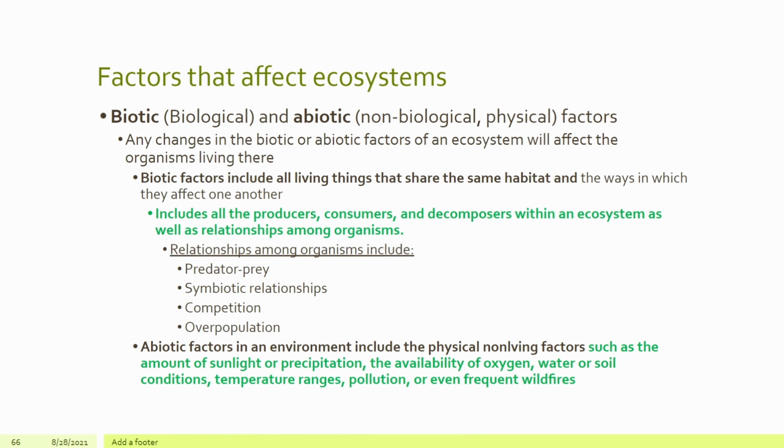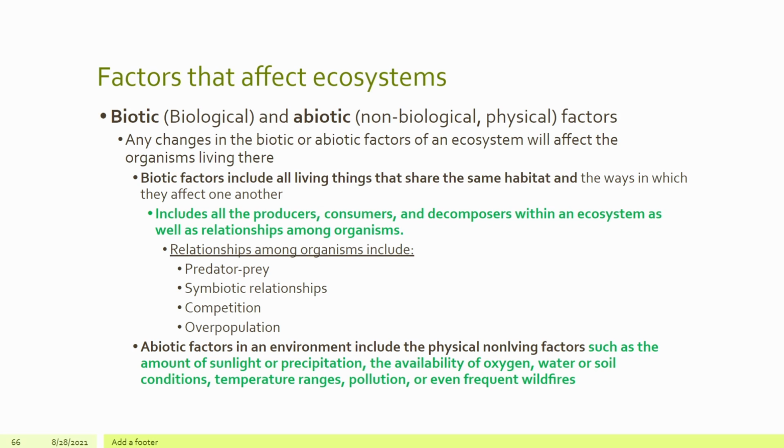So there are factors that affect ecosystems. And again, within ecosystems, we have living organisms. And we're going to be looking at that biotic part, as well as the abiotic part, or non-biological or non-living physical factors. And any change in the biotic or abiotic factors of an ecosystem will affect the organisms living there. And this could include all living things that share the same habitat and the ways in which they affect one another. Things like all the producers, consumers, and decomposers. Within a particular ecosystem, they have relationships or interrelationships among organisms, and that is also considered a part of the biotic factors.